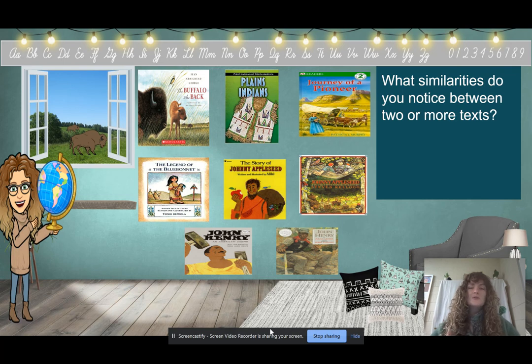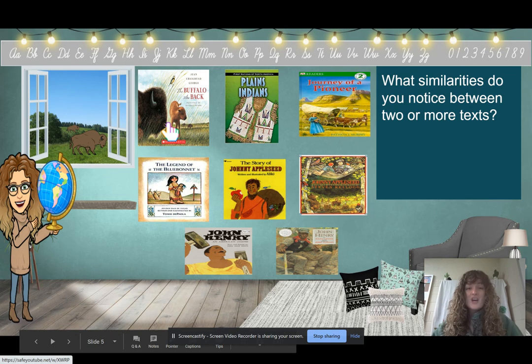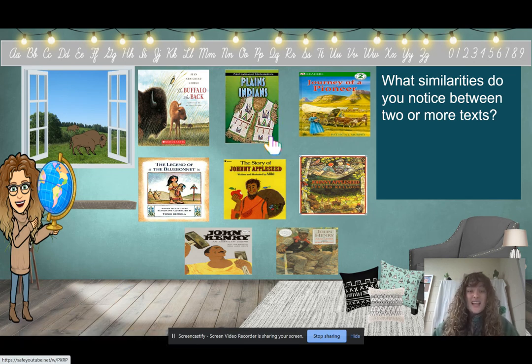So I want you to look at all of these texts. I want you to think about the time that we spent with these. What are 2 similarities that you see between 2 of these texts? For example, The Buffalo Are Back talked about the Native Americans' relationship with buffalo. The Plains Indians book talked about how the Plains Indians used every part of the buffalo to help them survive. So that is a similarity that I found between these 2 texts.